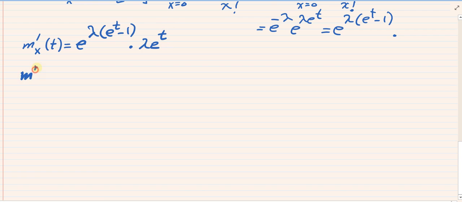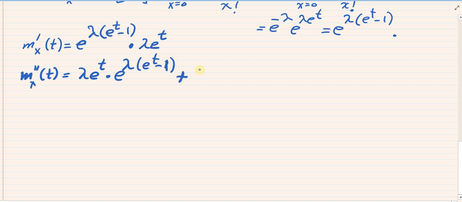The second derivative of the moment generating function is now the derivative of the first one. I'm going to use the product rule here. That's the derivative of lambda e to t times the first e to lambda times e to t minus 1, plus lambda e to t times the derivative of the first function. The derivative of that is again itself, e to lambda times e to t minus 1, times the derivative of the exponent, which is just lambda e to t. That's the derivative of this part.